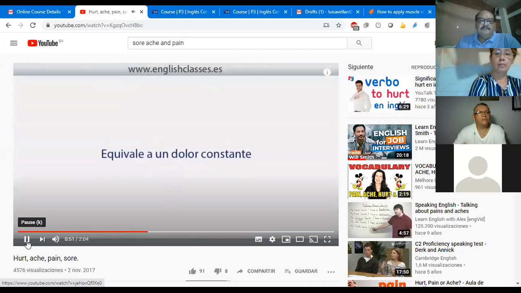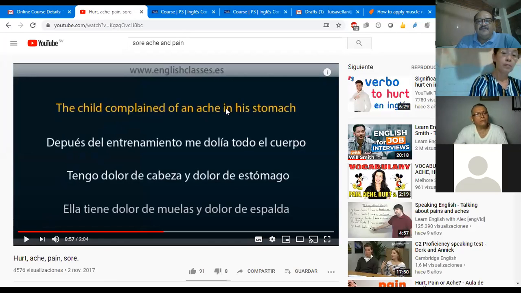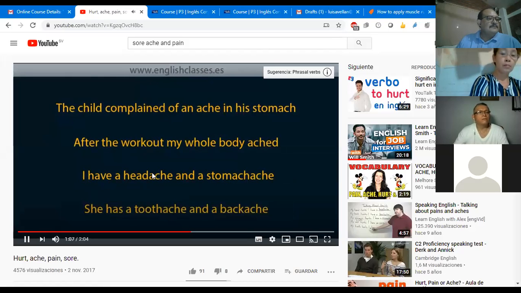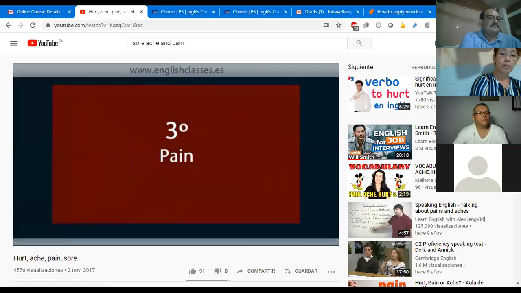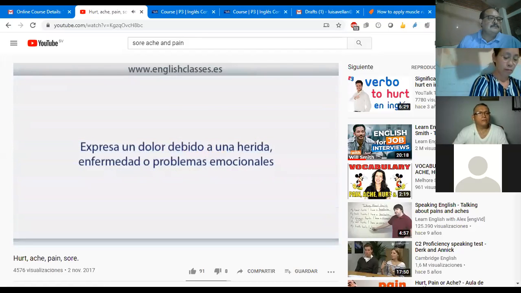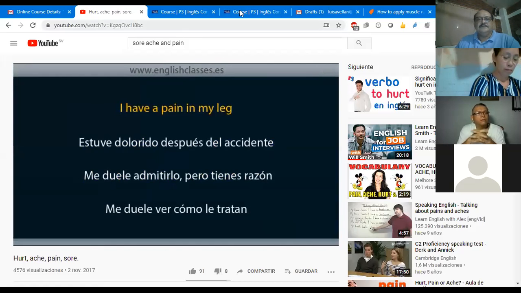Equivale a un dolor constante. The child complained of an ache in his stomach. The child complained de un dolor en el estómago. An ache in the stomach. My whole body aches. I have a headache and a stomach ache. Como verbo significa doler y como sustantivo dolor. Expresa un dolor debido a una herida, enfermedad o problemas emocionales. My leg.